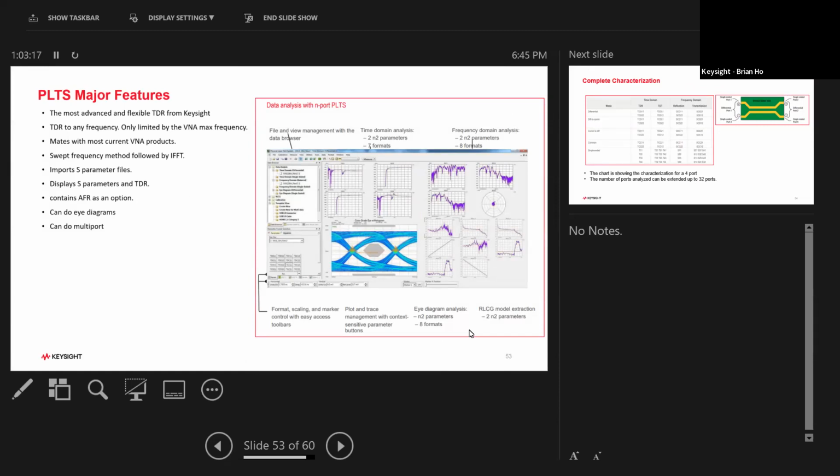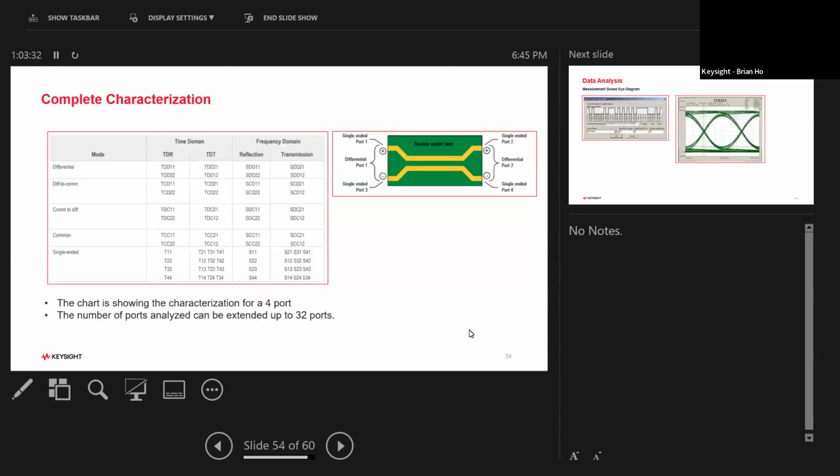So one of the cool things is this is analysis software. If you have S parameters or data, you can plug it in and it can do all post analysis for it. So even TDR, frequency. But the one thing I wanted to show you is complete characterization: time domain, frequency domain, differential. You can do common mode, single-ended. So if you're doing EM for cables, common mode conversion, you want to see that, you can do that as well.